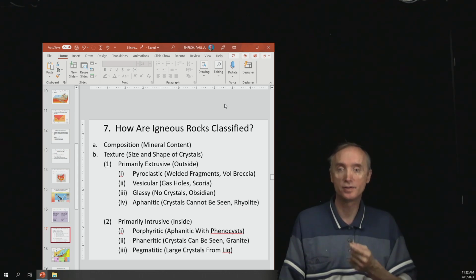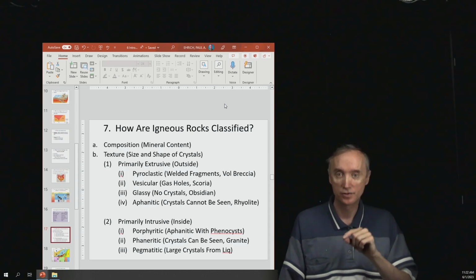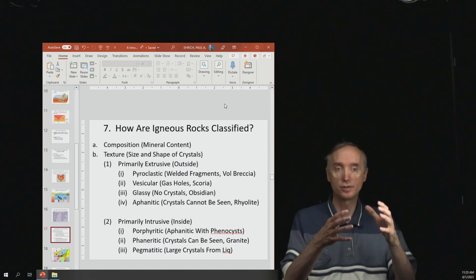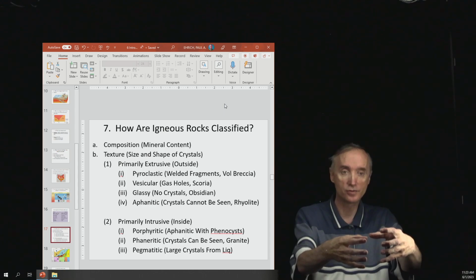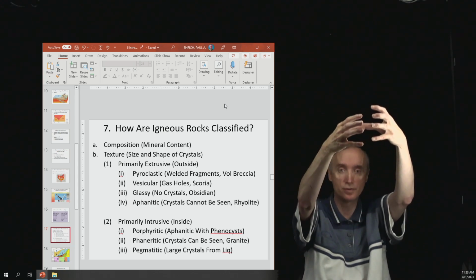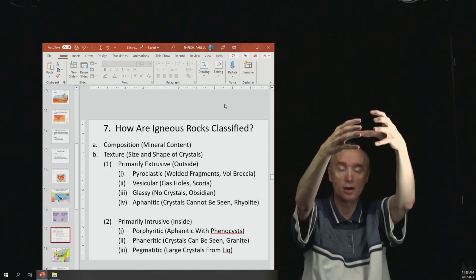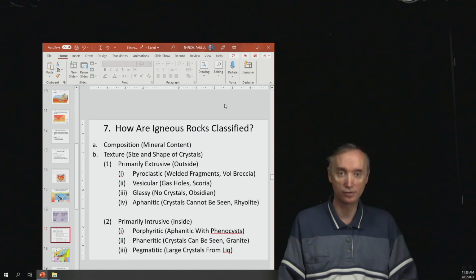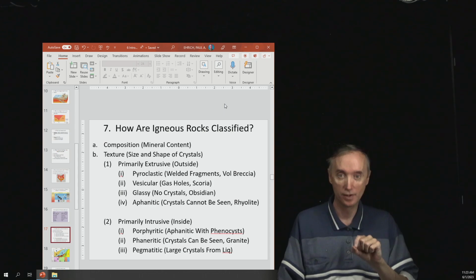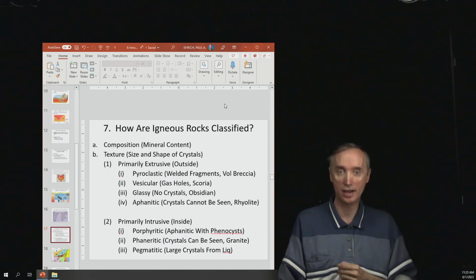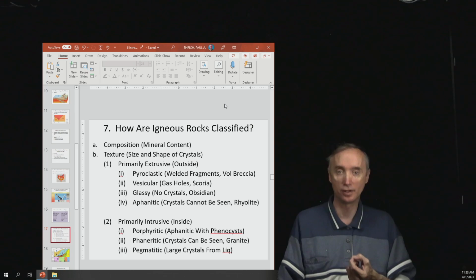Okay, porphyritic is in between phaneritic and aphanitic. In a porphyritic rock, the material starts inside the earth and crystals begin to form. But then, for some reason, the magma gets shoved up to the surface, and so all of the other crystals did not have a chance to form. So what you're going to see is it's mostly aphanitic with a bunch of small crystals embedded into it. It's kind of phaneritic and kind of aphanitic, kind of half and half. And then you have pegmatitic, which means that you have exceptionally large crystals that form from a liquid.